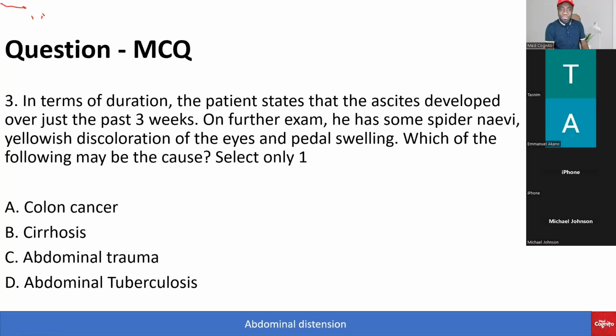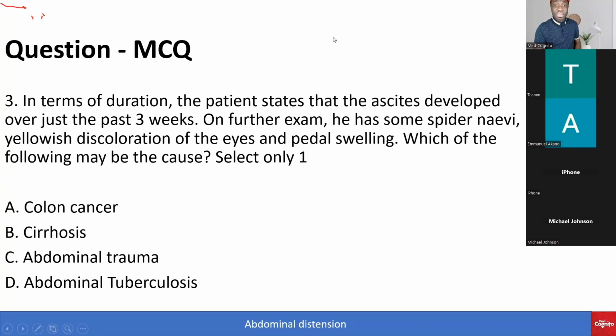In terms of duration, the patient states that ascites developed over just 3 weeks. On further exam, he has some spider nevi, yellowish discoloration of the eyes, and pedal swelling. Which of the following may be the cause? Select only one.